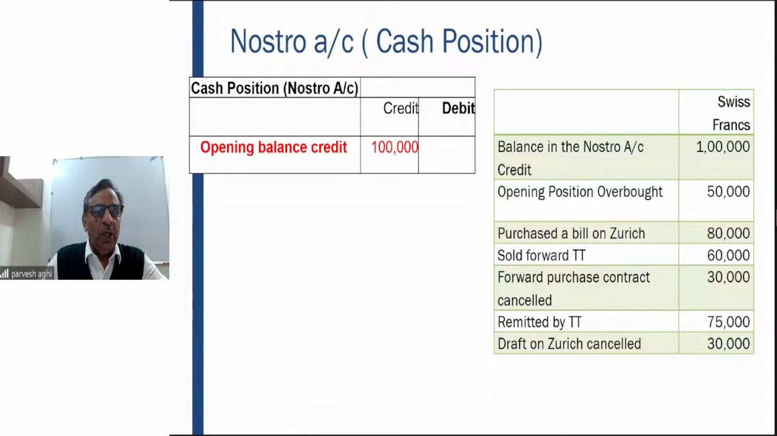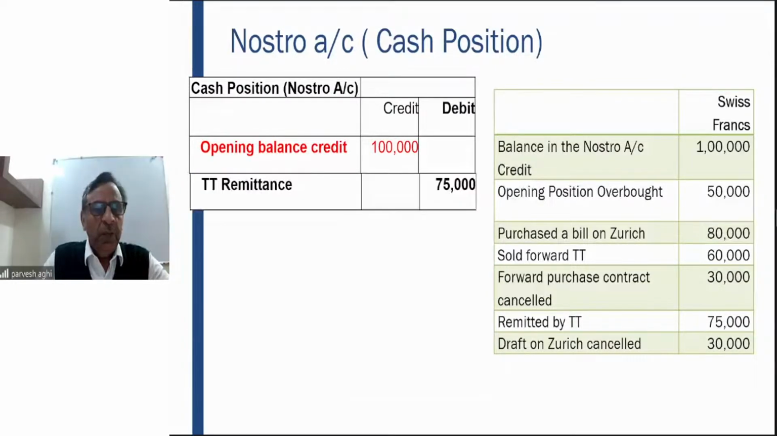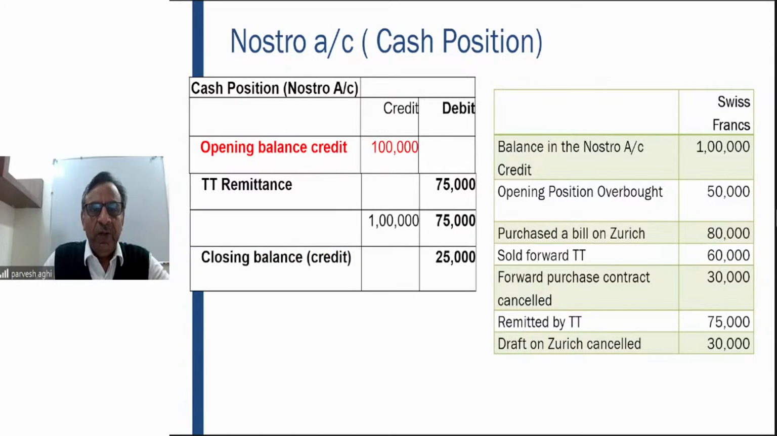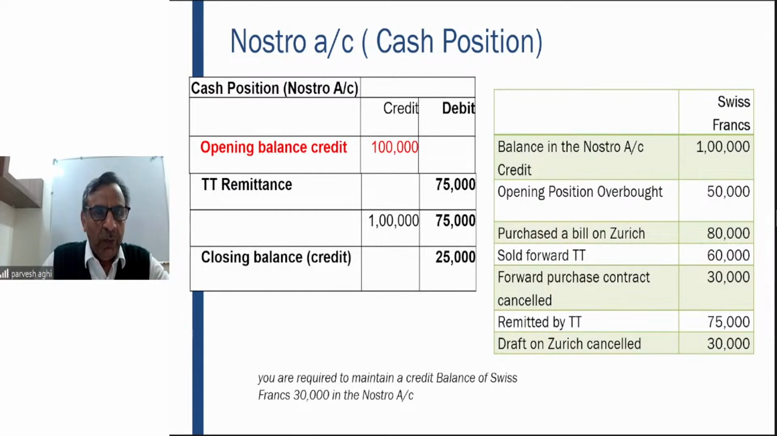So let's see the nostro account. The nostro account balance is 1 lakh, as given in the question. Then the TT remittance which has happened is 75,000. The rest of the transactions are not going to impact the nostro account because they're all forward-looking in nature. So with the TT remittance of 75,000, your closing balance is 25,000. You had an opening balance of 1 lakh, you issued a TT, which immediately hits your nostro account, and you have a closing balance. Now the bank says that you're required to maintain a credit balance of 30,000.